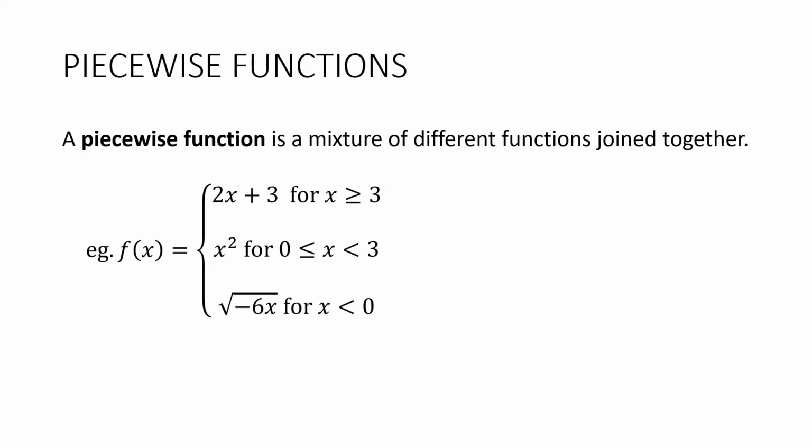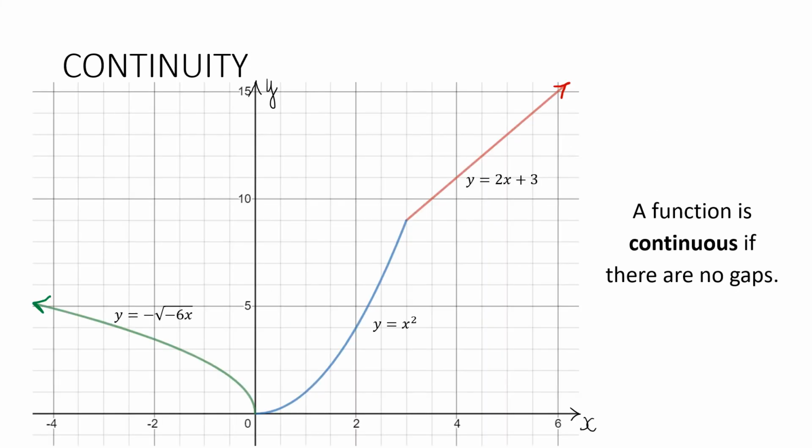Let's move on to piecewise functions. Now, you probably haven't seen something like this before, but it's just a mixture of different functions joined together. And each of these functions is going to have a specific interval where it is defined. So it looks like this. Here's our sideways parabola, here's our normal parabola, here's our straight line.